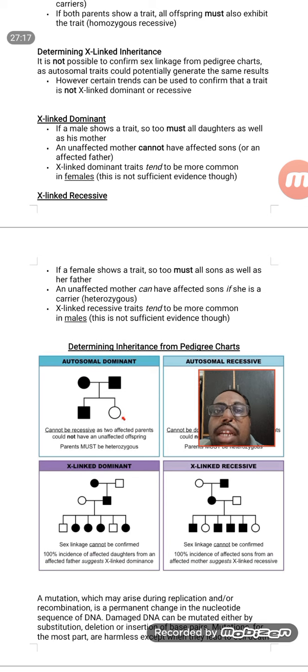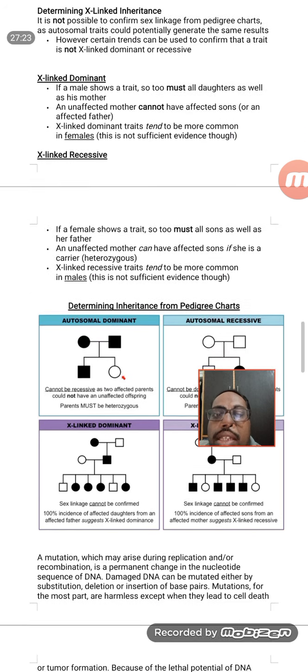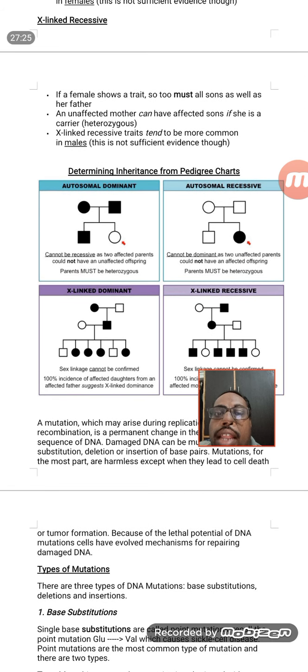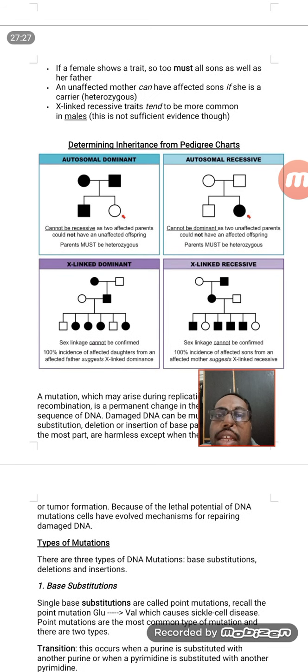X-linked dominant traits tend to be more common in males, where we don't have much evidence related to that. And another thing you can see in this X-linked dominant is 100% incidence of affected daughters from an affected father. If the father is affected, all the daughters are affected. You can see that from the pedigree chart.